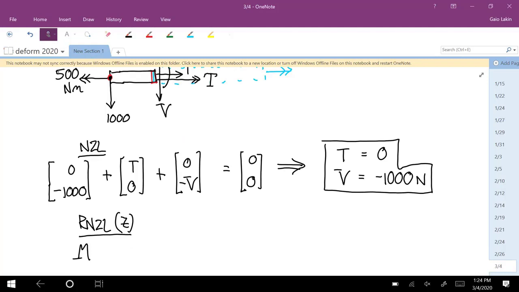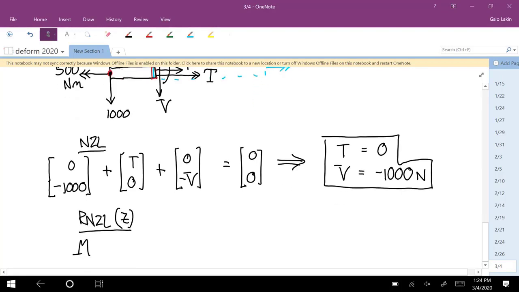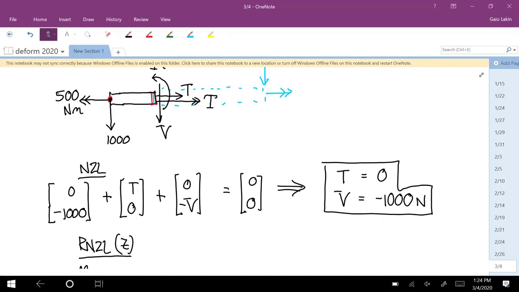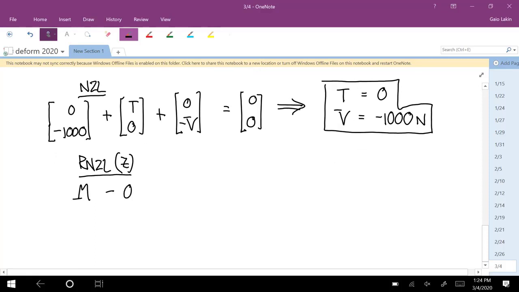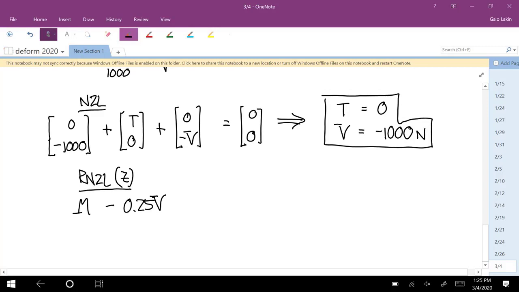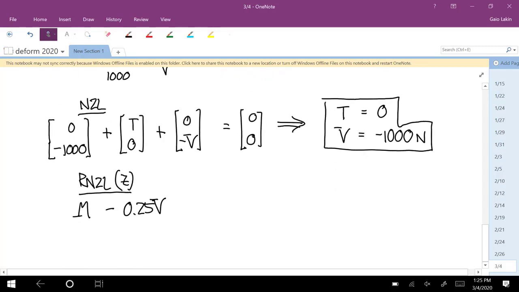Okay, so we definitely have that couple M. That just gets added on. That doesn't depend on the about point. And then what's the sign of that moment? That's V times 0.25. Negative, because it would cause a clockwise rotation. So that's minus 0.25 V. Okay, so we got this. Then there's nothing else that produces moments about the z-axis. So that's equal to 0.